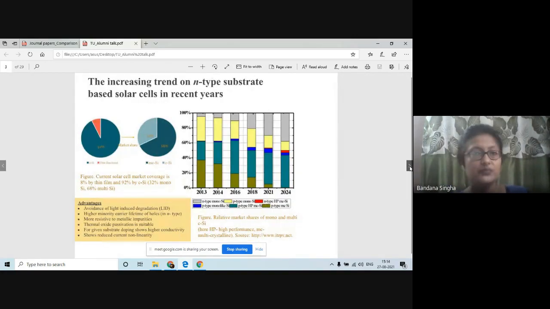So, if you analyze the solar cell market in the last decade, we can see that silicon covers 85% to 92% of the total solar cell market. And in this 90% of the silicon, 70% coverage is by polycrystalline silicon, and the rest 30% is based on monocrystalline silicon.